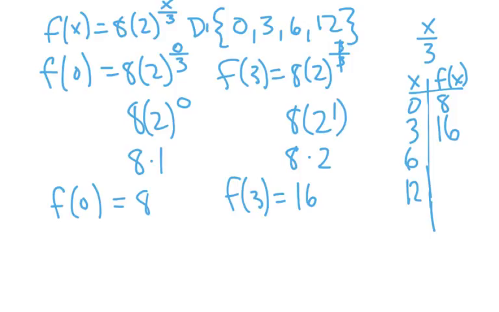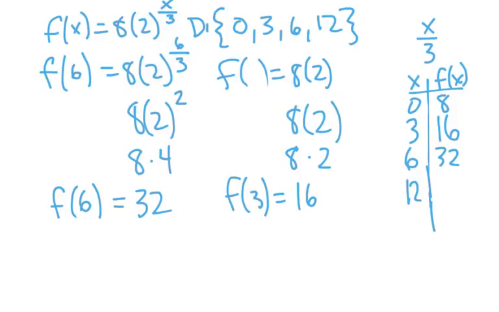Then 3 more days, which would be 6, we should double. That should be 32, shouldn't it? Well, let's test. f of 6 would be 6 divided by 3, which is 2. 2 squared is 4. 8 times 4 is 32. So f of 6 would equal 32. See how I can just adjust a few pieces of my graph and or my evaluating because it's the same process.